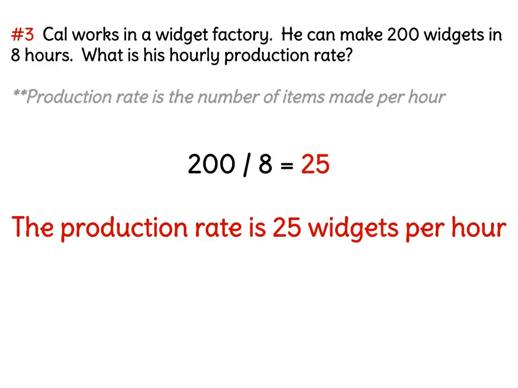Cal works in a widget factory. If he makes 200 widgets in 8 hours, and production rate is the number of items made per hour, we take the number of items made first. Per means to divide, so we divide 200 by the hours, which is 8. So 200 divided by 8 is 25, and therefore the production rate is 25 widgets per hour.